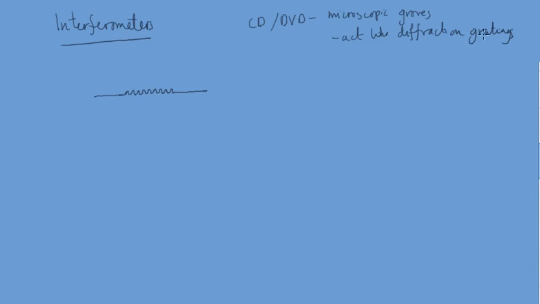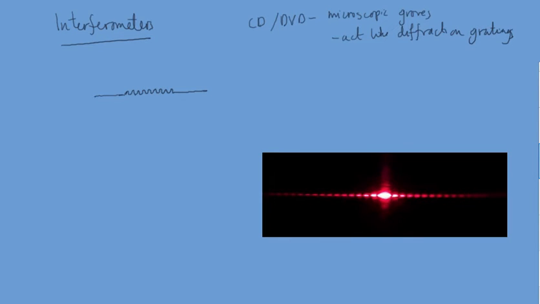Now, if you've got a laser pen and you were to shine the laser pen on the top of a DVD, you would end up creating on your wall or whatever one of these interference patterns, very much like this one. It'd probably be much more spread out actually.